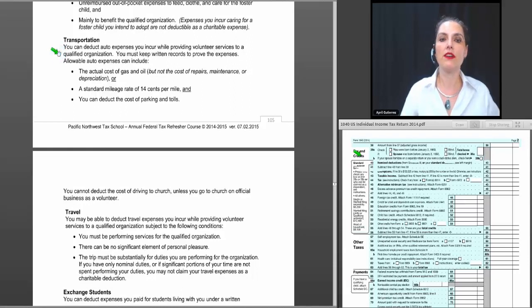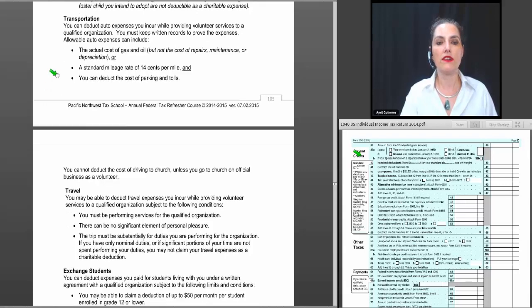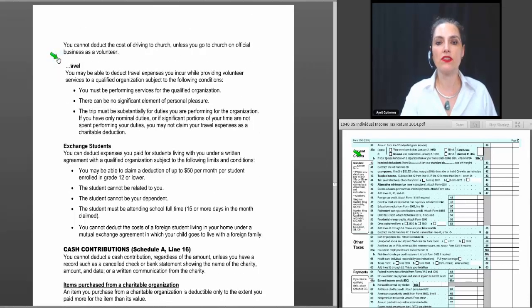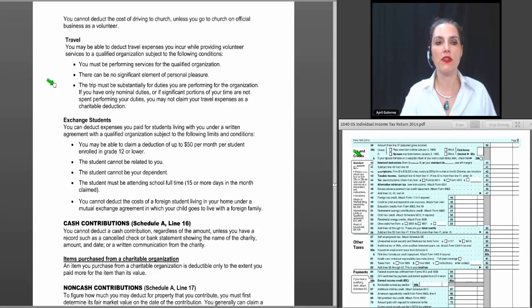Transportation. You can deduct auto expenses you incur while providing volunteer services to a qualified organization. You must keep written records to prove the expenses. Allowable auto expenses can include the actual cost of gas and oil, or a standard mileage rate of 14 cents per mile, and you can deduct the cost of parking and tolls. You cannot deduct the cost of driving to church unless you go to church on official business as a volunteer.